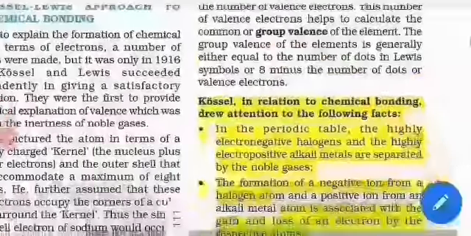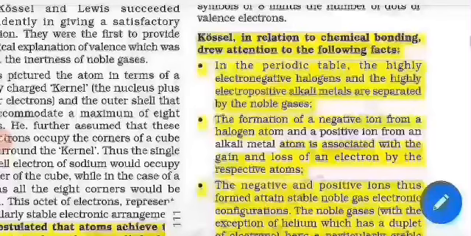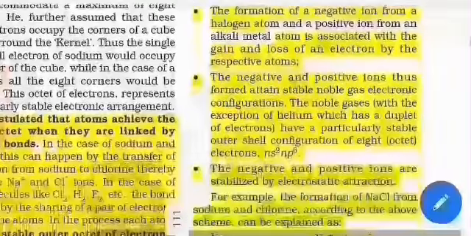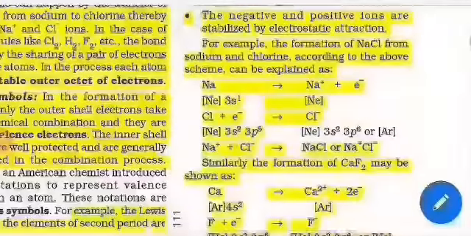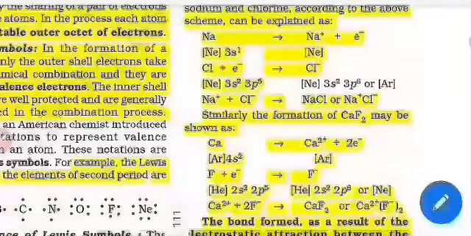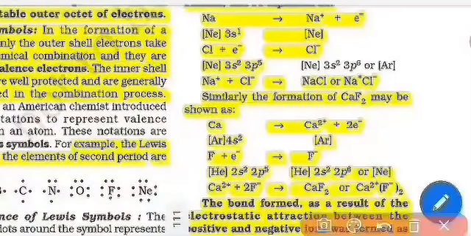Now Coulson suggested that when atoms come closer to each other and they have sufficient difference in their electronegativities, then one atom with lower electronegativity loses its electron and the other atom with higher electronegativity gains that electron. And in this way, they get converted into cation and anion, and hence these two ions are bonded or joined by electrostatic force of attraction. This can be explained by taking the example of formation of sodium chloride.